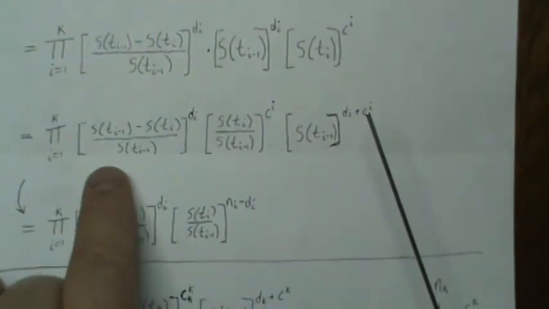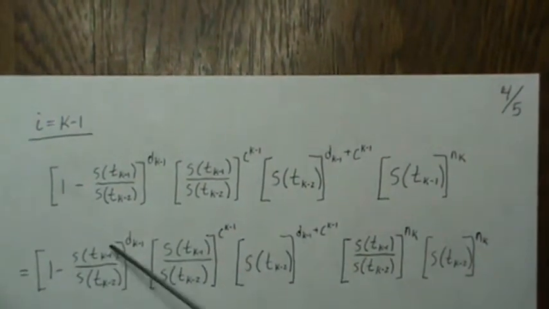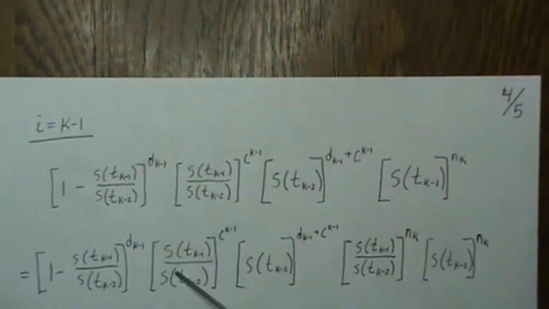So at this step, if we let I equal K minus 1, these three terms are from right here. So we plug in K minus 1 into the I's. And we get this. Now this piece is from when I equals K. So that comes down to here. Now let's look at what we have here. So this comes down, this comes down.